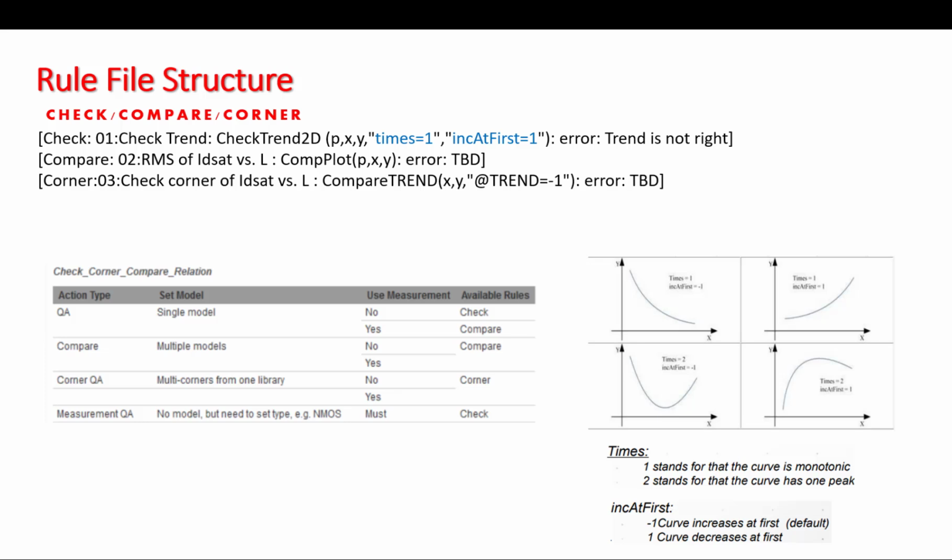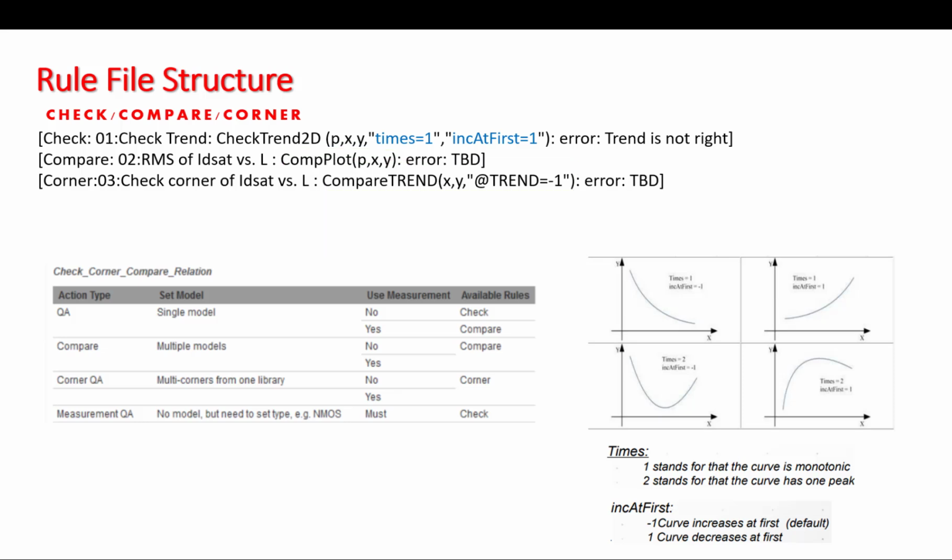And for corner QA, if you are running multiple corners from one library, you need to use the corner function here. And for measurement QA, there's no model included. You only need the check function. And there's also some built-in functions you can use in the check or compare or corner function part. For example, the check chain 2D, compare plot, compare chain.